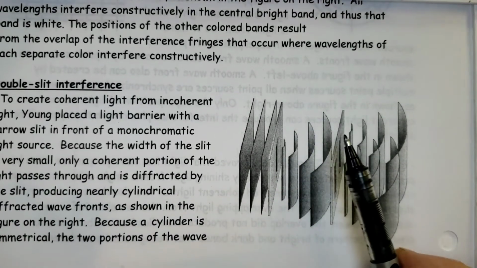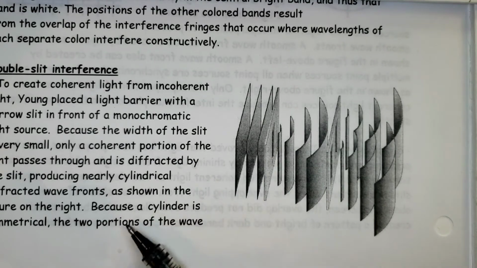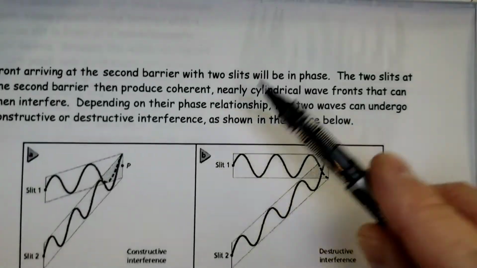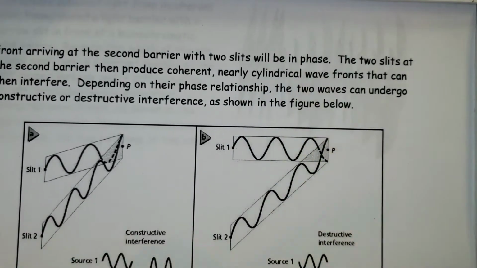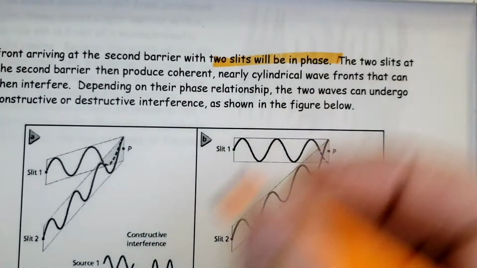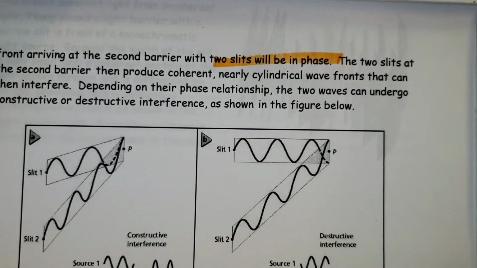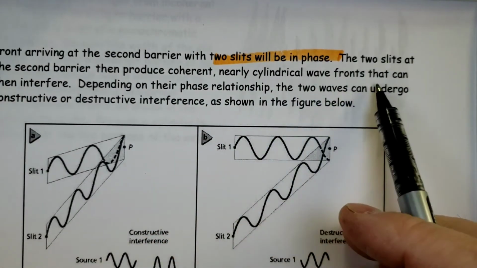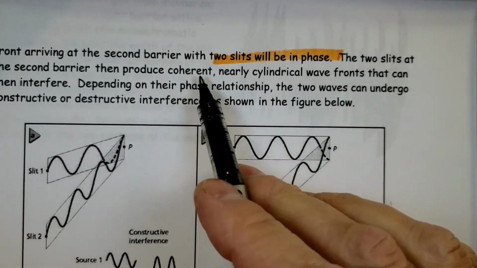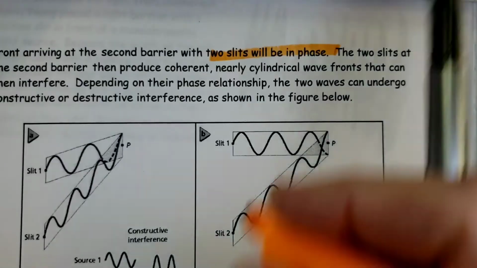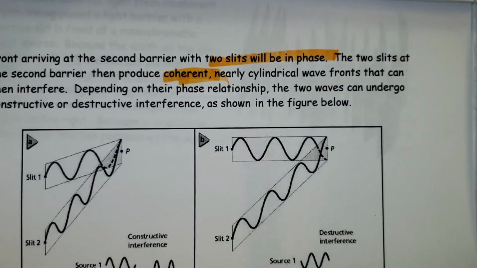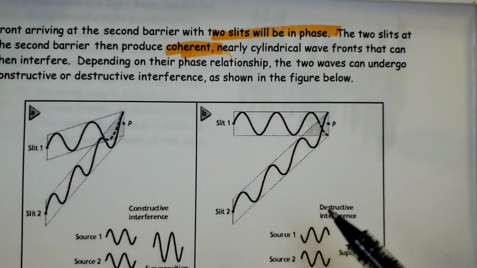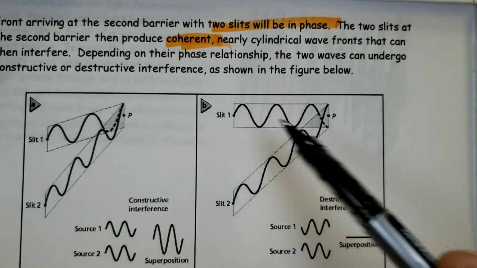This results in cylindrical diffracted wavefronts as shown here. Because the cylinder is symmetrical, the two portions of the wave arriving on the second barrier with the two slits will be in phase. So that ensures that they are in phase. The two slits at the second barrier then produce coherent, nearly cylindrical wavefronts that can then interfere. So again, the coherent light is in phase and of one frequency or wavelength. So they can interfere, very similar to how we saw before.